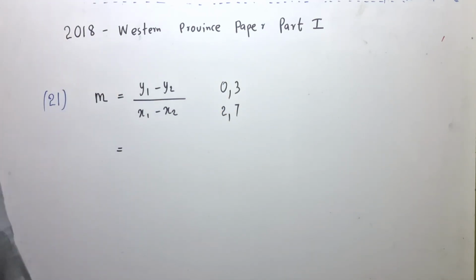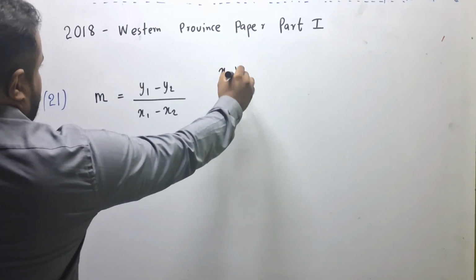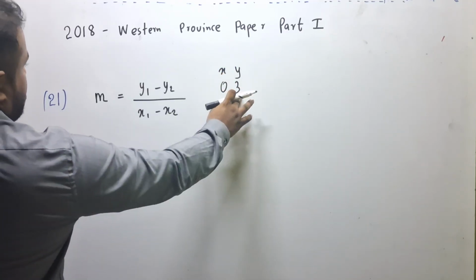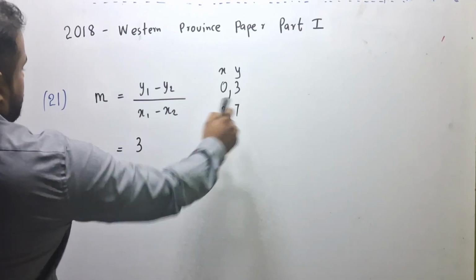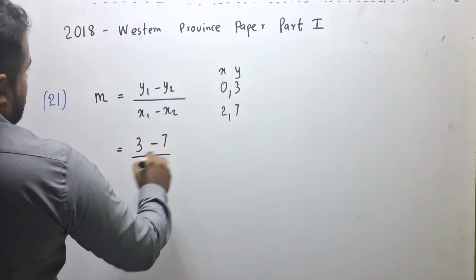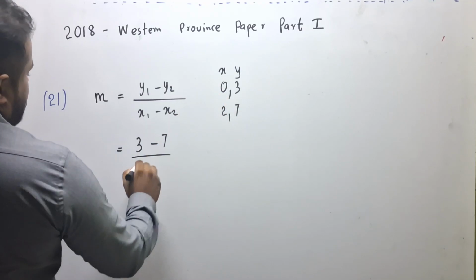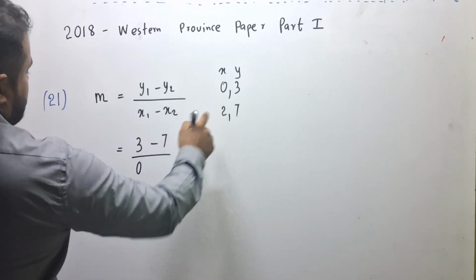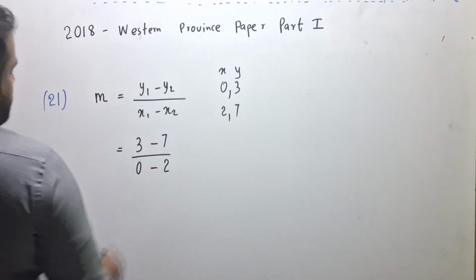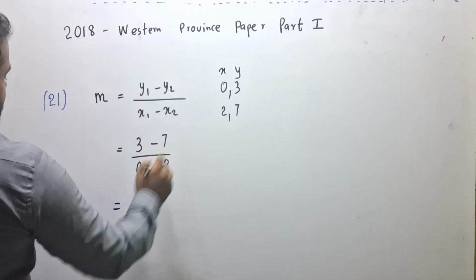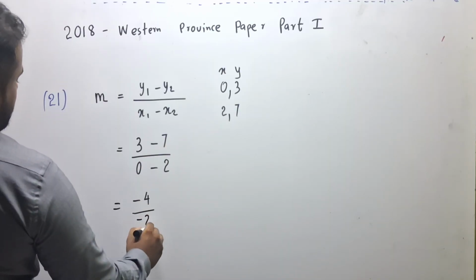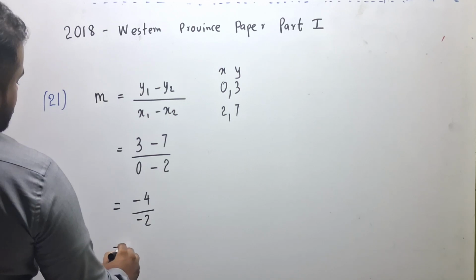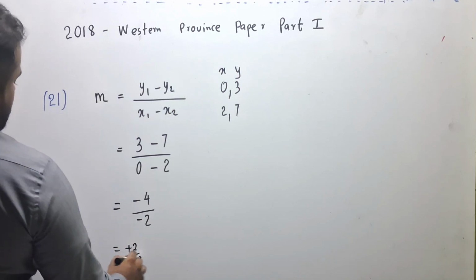So input values, these are x values, these are y values. What is y value 1? 3. What is y value 2? 7. What is x value 1? 0. What is x value 2? 2. 3 minus 7 is minus 4. 0 minus 2 is minus 2. Minus 4 over minus 2 is plus 2. That's one method.